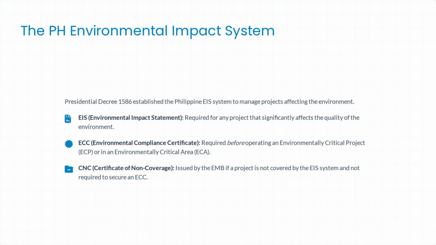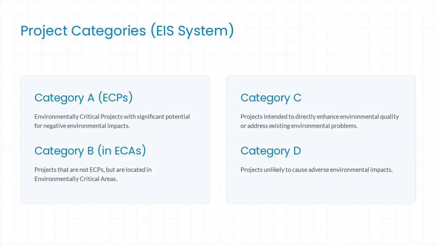This system includes the EIS, or Environmental Impact Statement, which is required for any project that significantly affects environmental quality; the ECC, or Environmental Compliance Certificate, required before operating an environmentally critical project or in an environmentally critical area; and the CNC, or Certificate of Non-Coverage, issued if a project is not covered by the EIS system. Projects under this system are categorized.